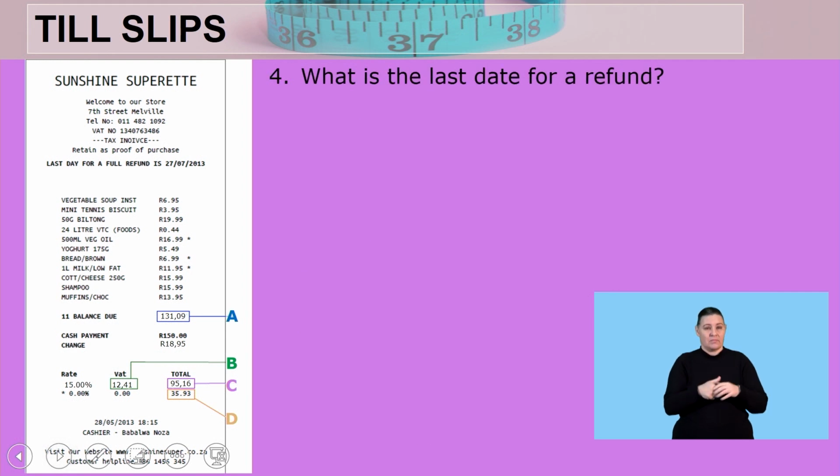All right. What is the last date for a refund? So reading the slip, I look at the top right here, and I find that the last day for refund is the 27th of the 7th, 2013. Notice how most of this information we're just pulling directly off the till slip. Nice work.